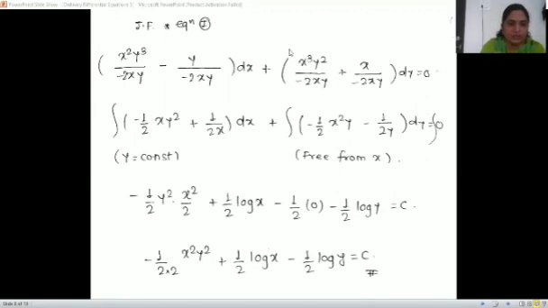Then integrate simply, where in the first term y is constant, and in the second, terms free from x. So we get y constant as it is, the integration of x is x²/2. Here it is 1/x, that is log x. The term free from x cancels, and it is −(1/2) log y, equal to c, which is your answer.